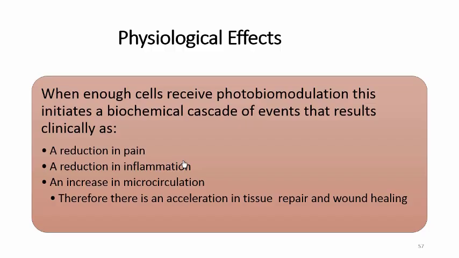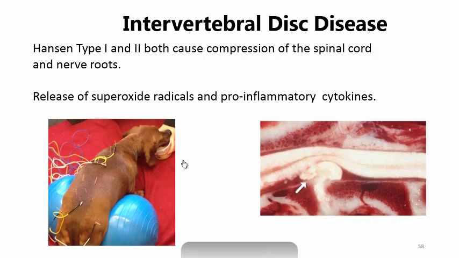But what happens is when enough cells receive photobiomodulation, it initiates a biochemical cascade of events that results in a reduction of pain and inflammation and an increase in microcirculation. Therefore, there's an acceleration in tissue repair and wound healing. And so we see this a lot, and we use this a lot in these Hansen type 1 and type 2 disc compressions. Now you see the one on the right, and that one would have been hard to treat medically, and obviously this is a post-mortem. It's not the same dog that's on the left. The one on the left is one of my dachshund patients with a T3L3 myelopathy.